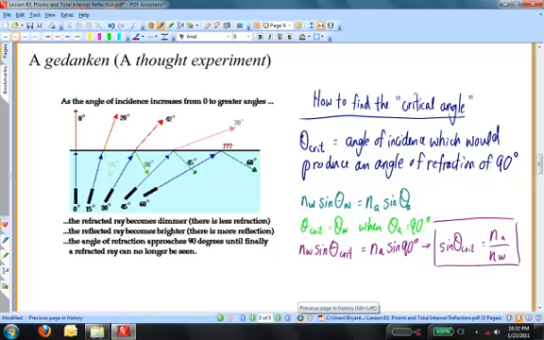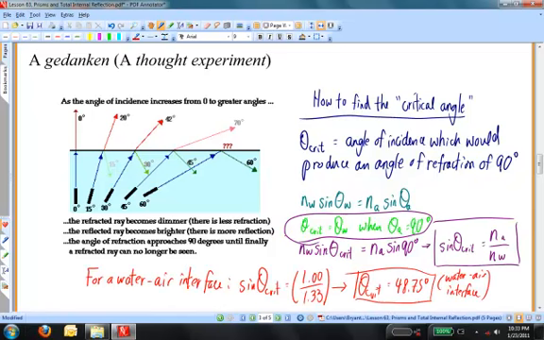I don't think this equation is worth memorizing. What I think is worth memorizing is the fact that the critical angle occurs when the refracted angle is 90 degrees. And you can solve for the expression for the critical angle if you know that. Let's figure it out for water. I find that for a water-air interface, the critical angle is 48.75 degrees.